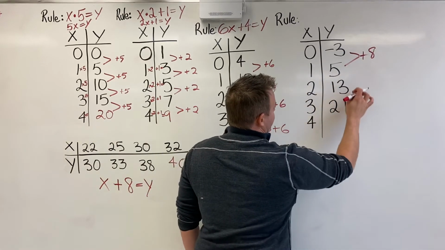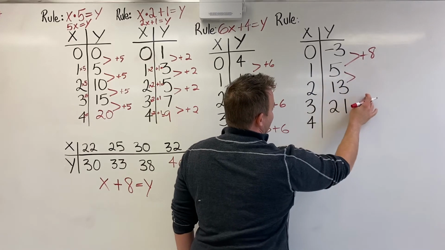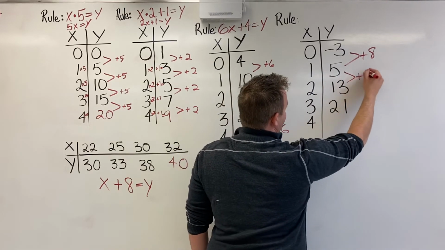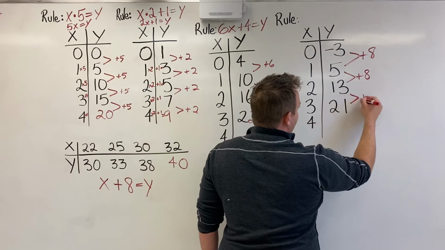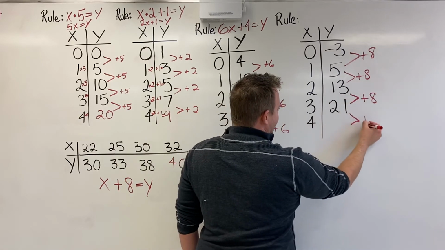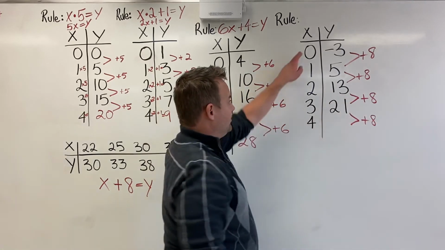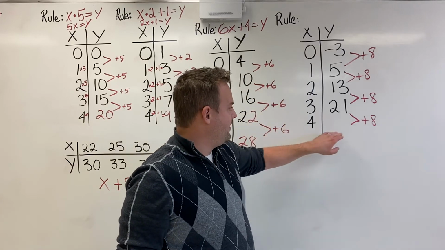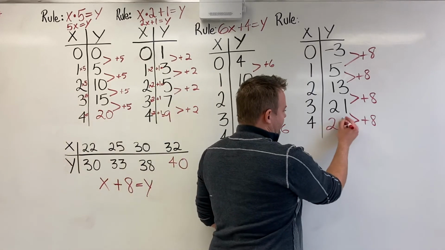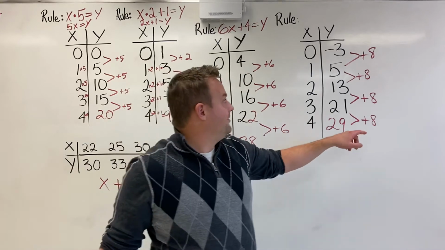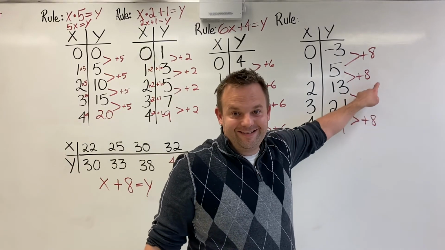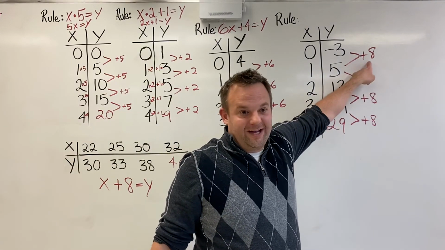Now 5 to 13, what's that increasing by? That's also increasing by 8. 13 to 21, that's increasing by 8. So this must be increasing by 8 as long as this is in sequence, in order. So that would be 29 here. Now watch this. What do we multiply by, guys? What do you think we multiply by?